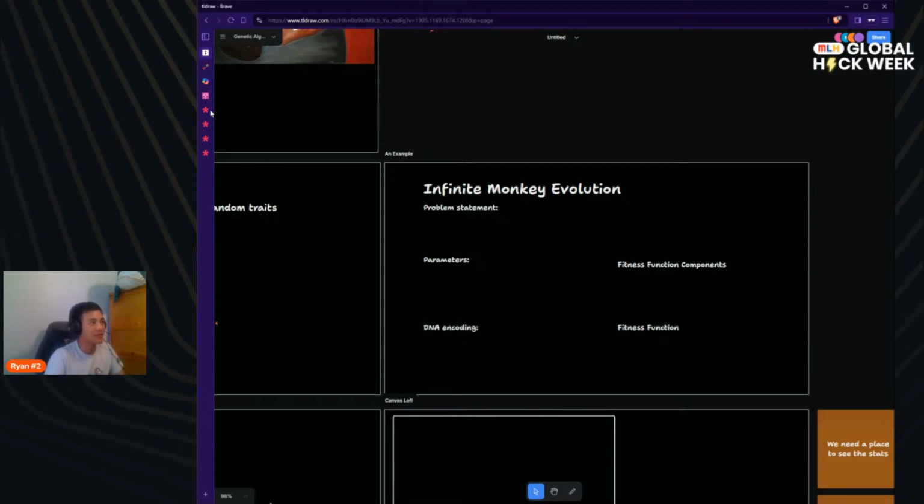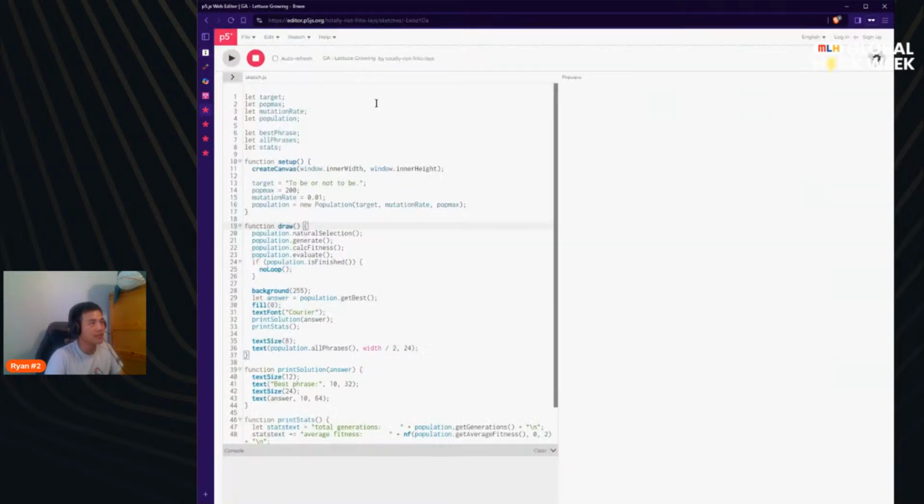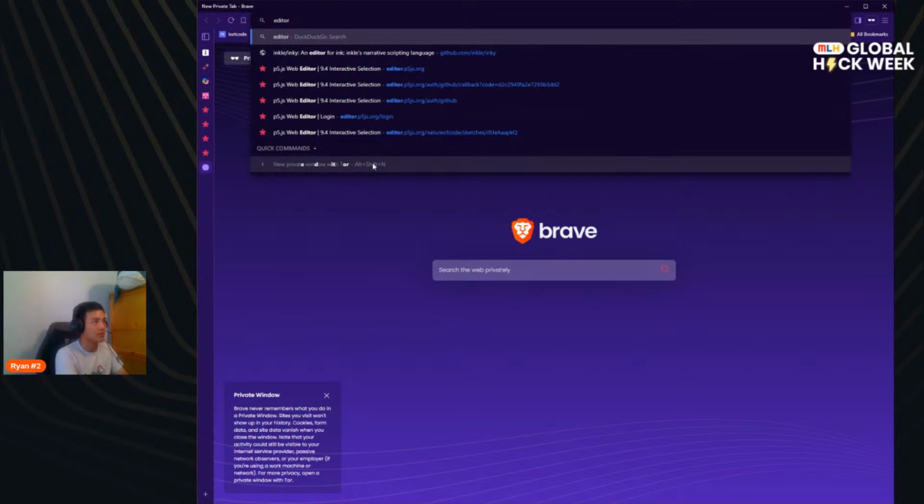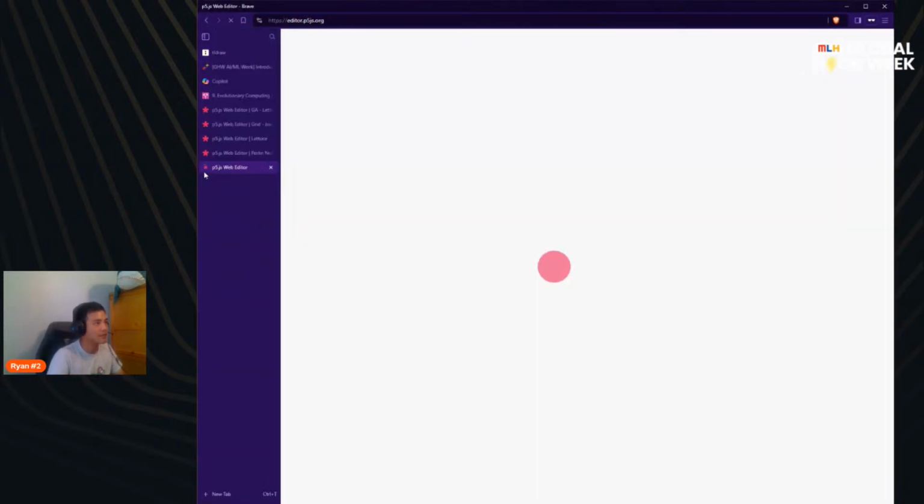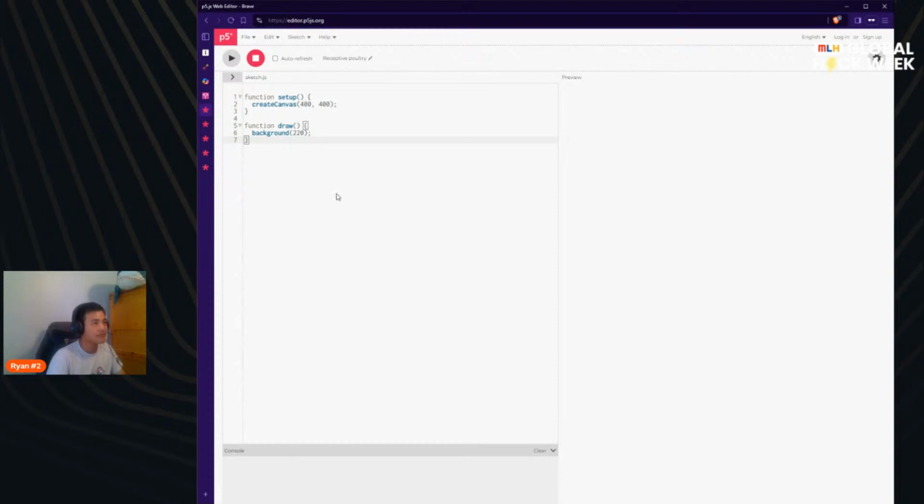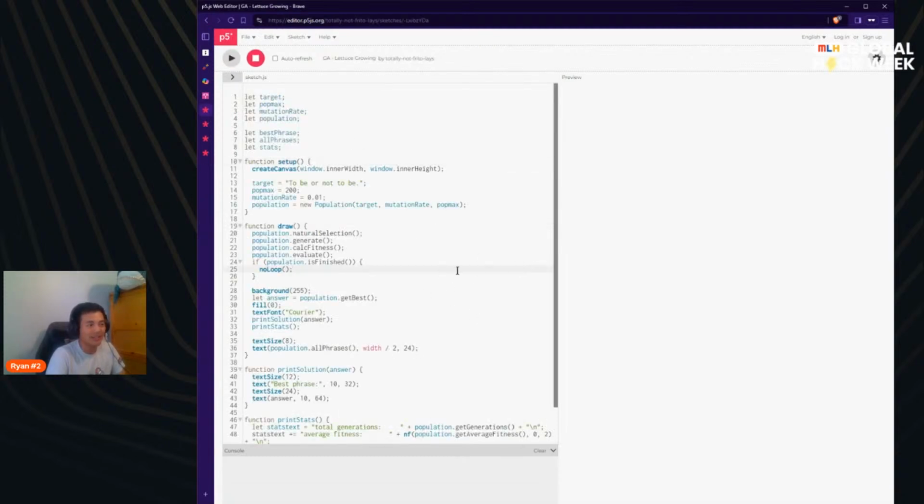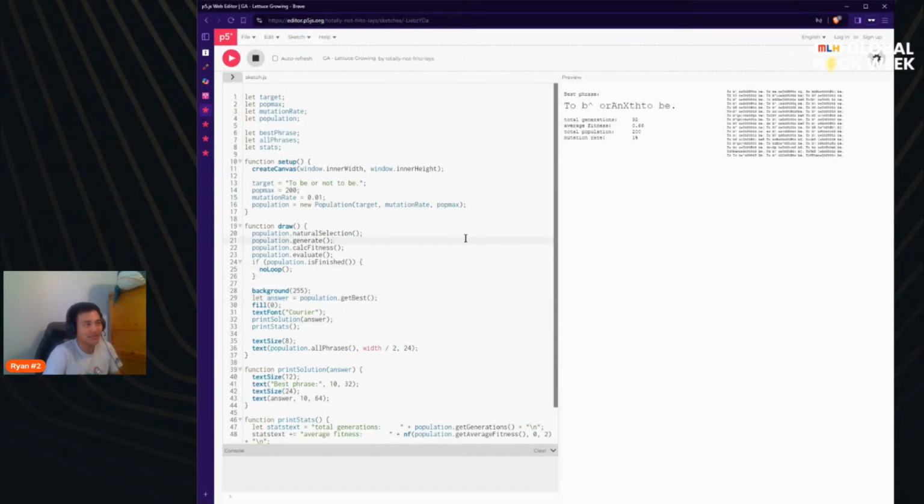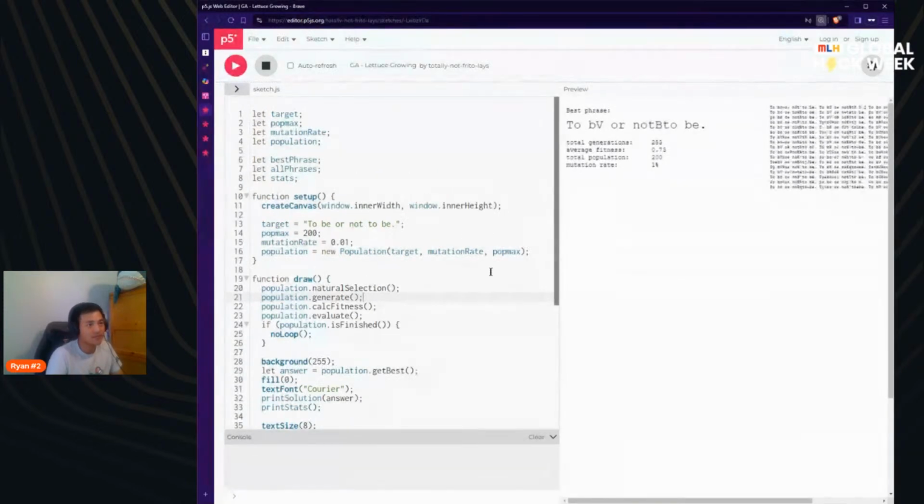But first off, I think it is important to explore what P5 is. So real quick, I am going to go to editor.p5.js. Basically, P5 is a JavaScript library that allows you to create things like this. The genetic algorithm example that I want to show off is related to the infinite monkey theorem and created by Dan himself. It looks kind of like this, if y'all can see that.